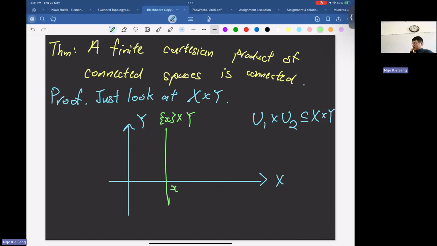From some Y to X cross Y. Okay, so what do you mean by that? How do you do that? So you want to show that all the horizontal lines are also connected. Use the same tactic here. Then how do you show that the union of all these things is connected?